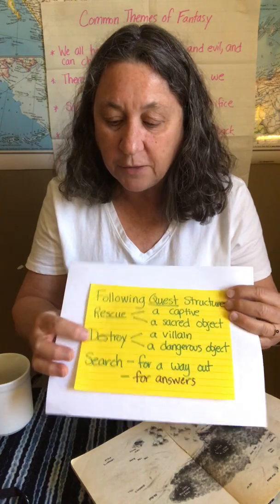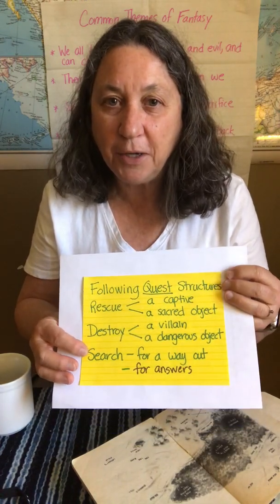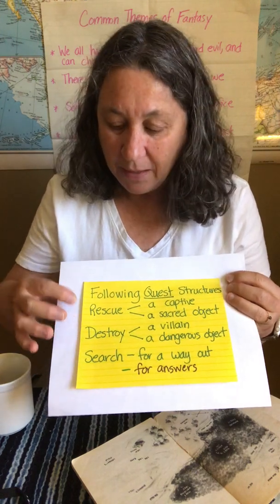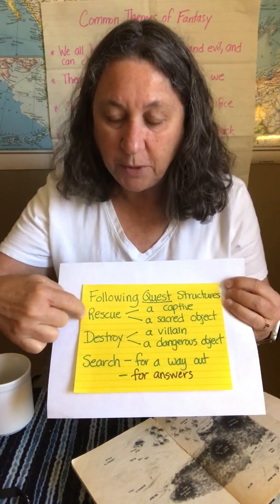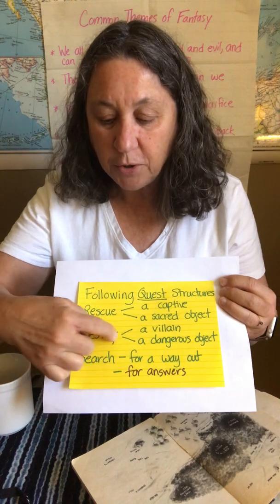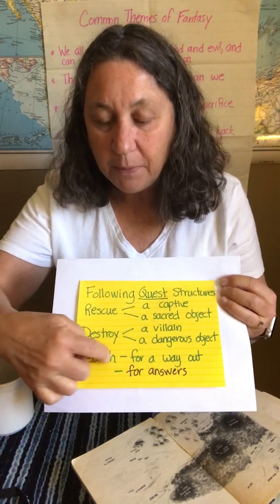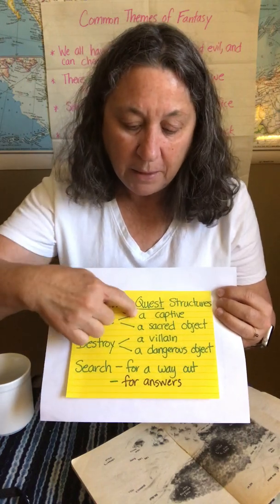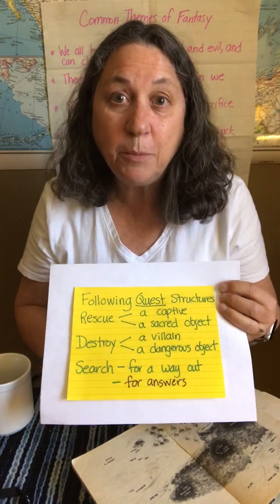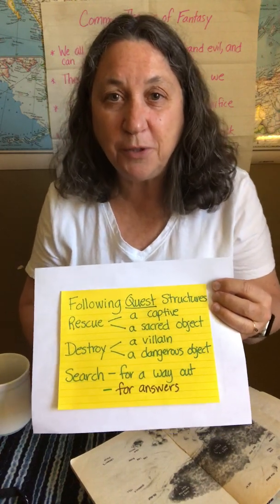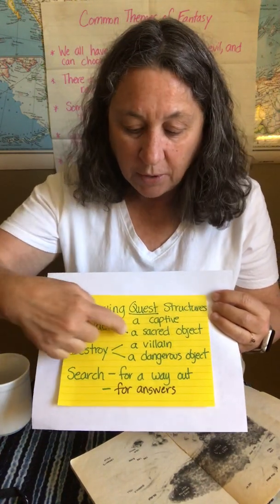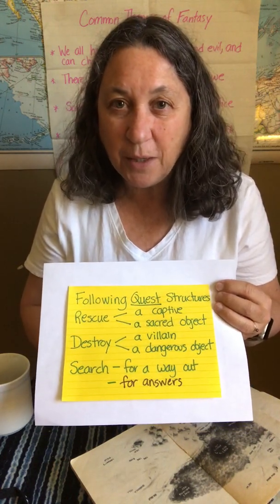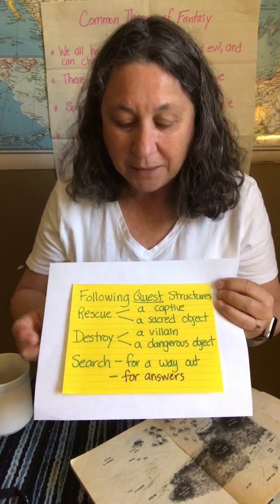And there are three kinds of quests that the character can go on. Isn't this cool? You think about your book now. They could be on a rescue mission, they could be on a mission to destroy, or they might be searching. And if they're on a rescue mission, they might be trying to rescue a captive, like the paper bag princess when she was trying to rescue Ronald. Or they might be trying to rescue a sacred object, which in our read aloud today, that's the quest that we're on in Deltora Quest.